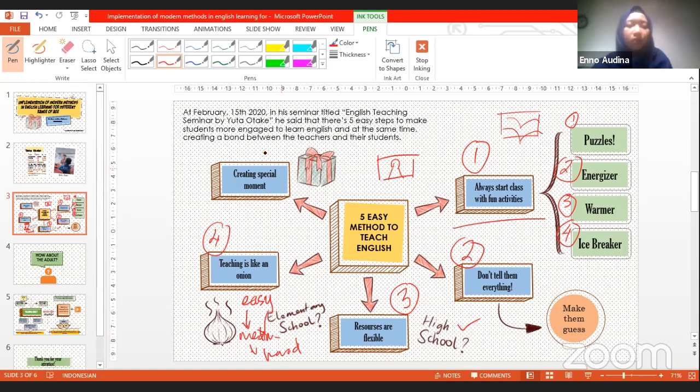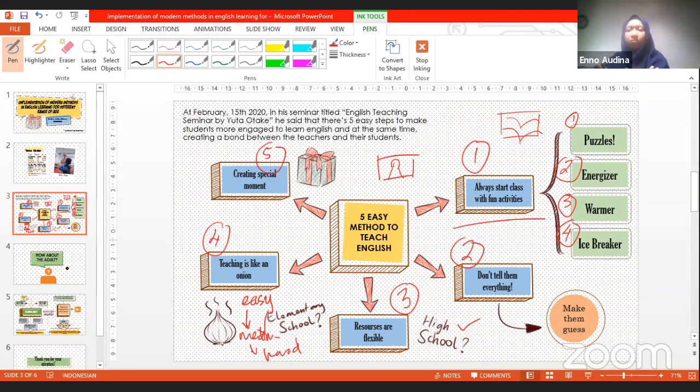And then you can go to the last method. The last method is called creating a special moment. By creating a special moment, you have to make activities that the students can relate to, or that they can remember for the rest of their lives. So they won't easily forget everything that you taught them, and then you can move on to the next teaching.